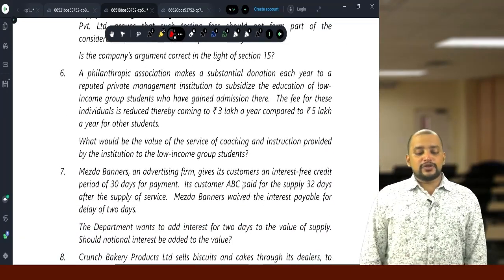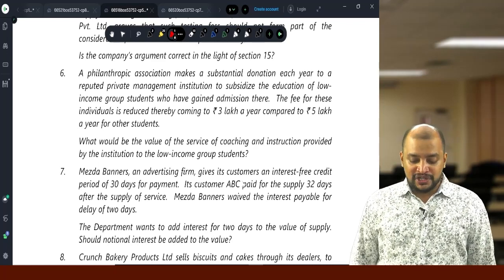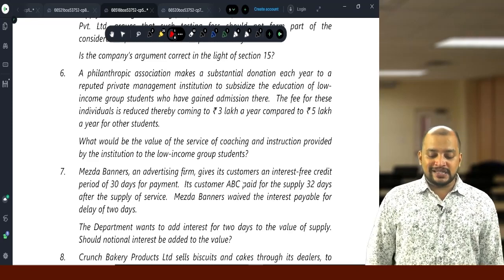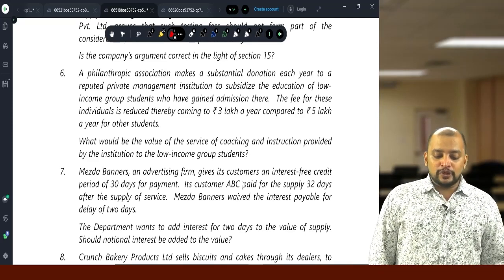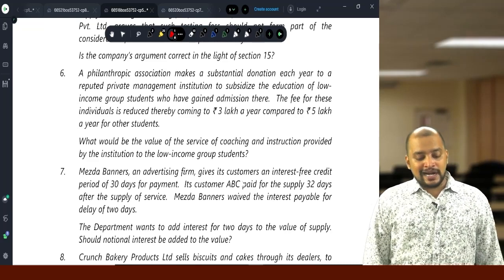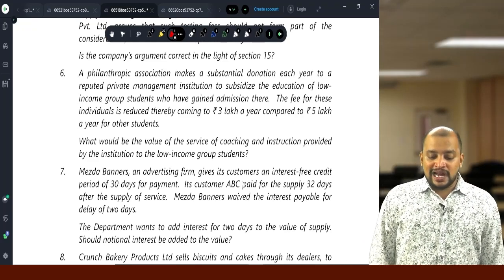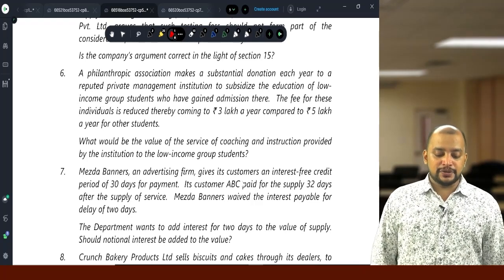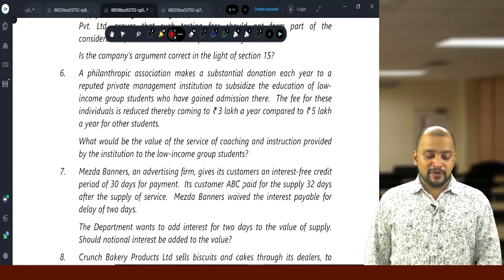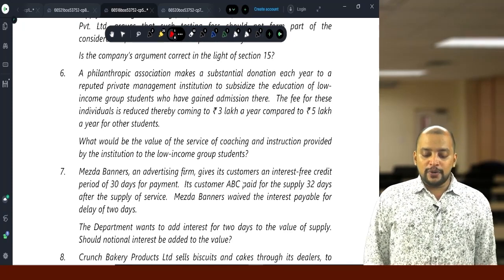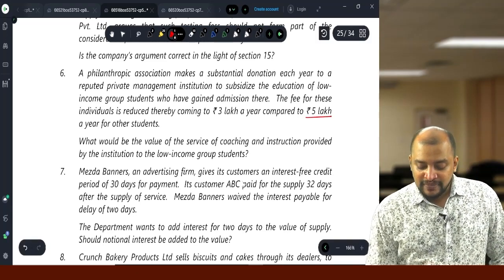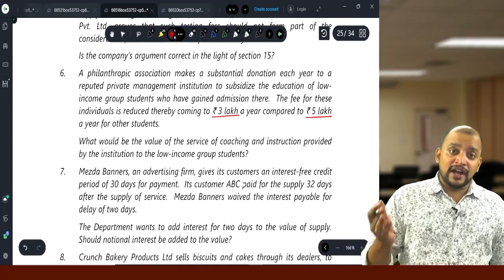Then question number 6. A philanthropic association makes a substantial donation each year to a reputed private management institution to subsidize the education of low income group students who have gained admission there. The fee for these individuals is reduced, thereby coming to 3 lakh a year compared to 5 lakh a year for other students. What would be the value of service of coaching and instruction provided by the institution to the low income group students? Here 5 lakhs is the regular fees and 3 lakhs is the reduced fees.